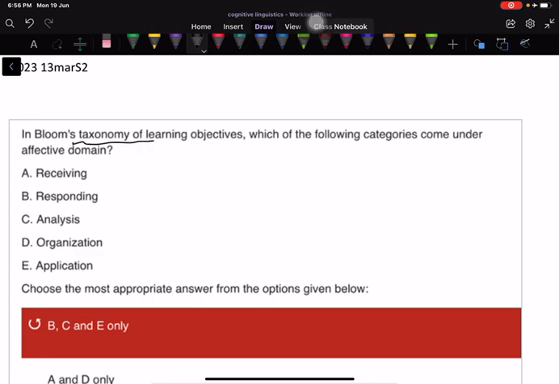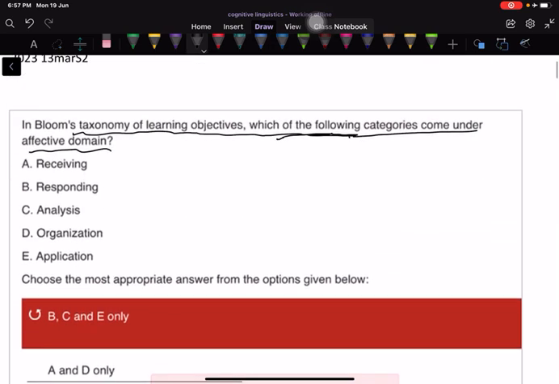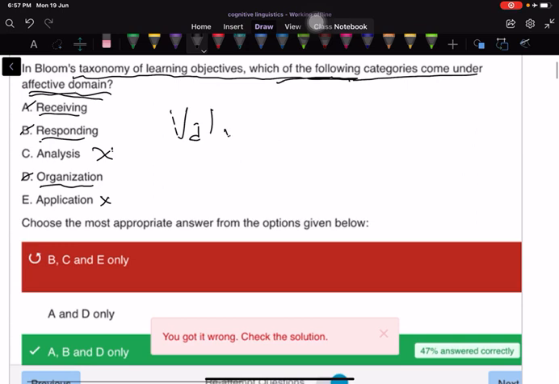In Bloom's taxonomy of learning objectives, which of the following categories come under the affective domain? So it is A, B, and D. Receiving, responding, organization, not application, analysis and application. They're not under the affective domain. Receiving, responding, organizing, valuing, characterizing.